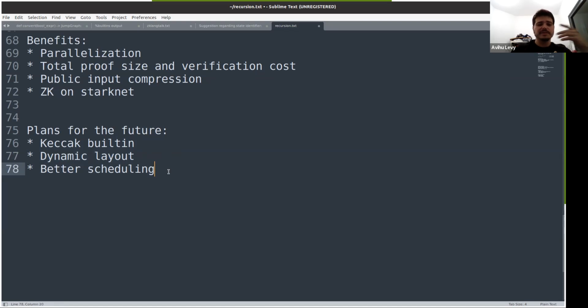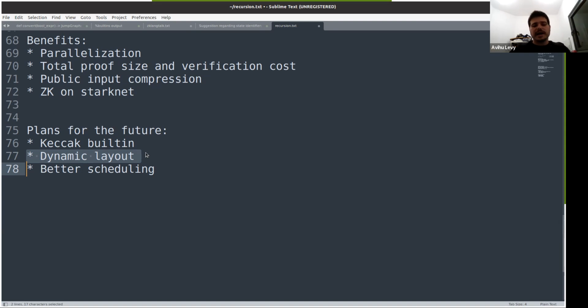It's like an online algorithm, it gets jobs all the time, and we need to decide who to pair up with who to make recursion proofs, and each one has a deadline. So right now we have something very basic, but we want to make it a lot better. And dynamic layout is, I'd say, one of the most interesting things we want to do. It's a bit hard to explain, but okay.